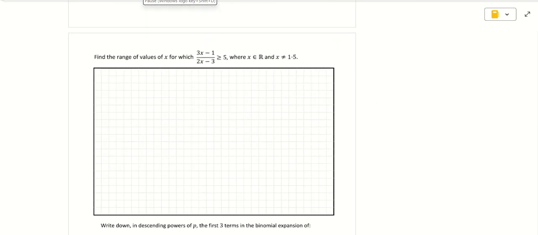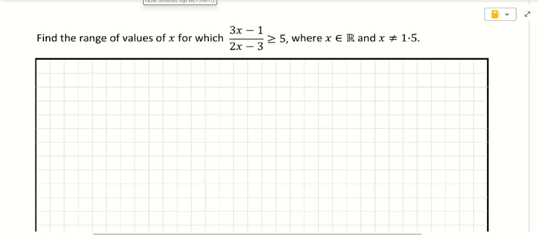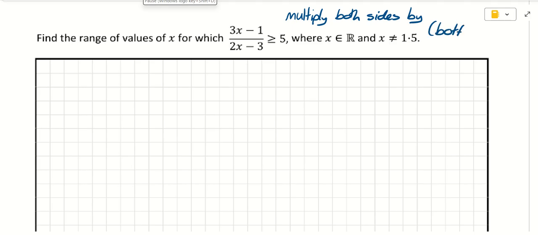Right, next part. Find the range of values for which that thing is greater than or equal to 5. Okay, we've got an inequality. What you'll want to do here is multiply both sides. These are just things you'll know to do with practice. Multiply both sides by the bottom all squared. So you want this multiplied by the bottom squared.